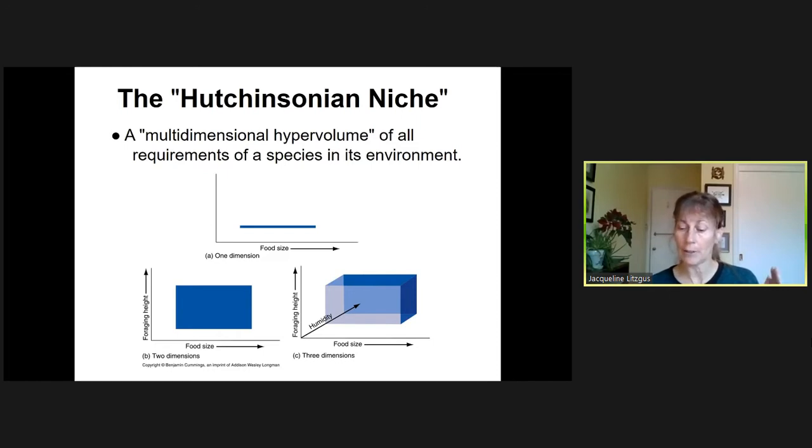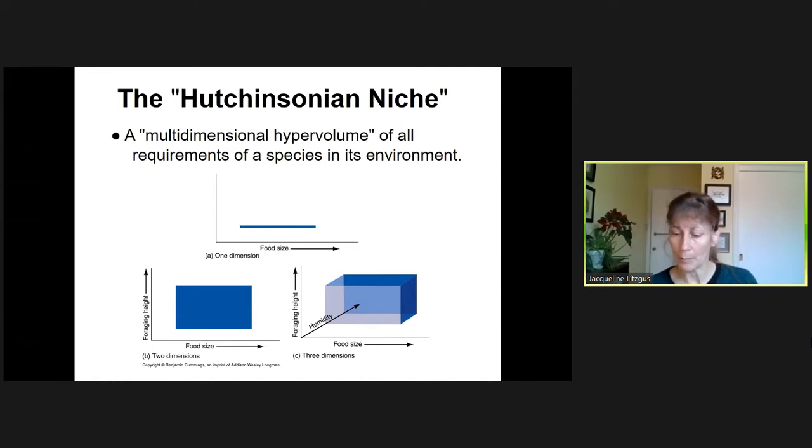Each of these factors is then considered an axis, or a niche axis, right? In this example, it's a one-dimensional niche axis because there's only one axis here, and the resource we're talking about is food size. What this blue part represents is where the animal is most fit. The animal's not very fit when it's eating tiny bits of food, and it's not very fit when it's eating large food sizes. So this range of food sizes is what confers the highest fitness to that species, right?